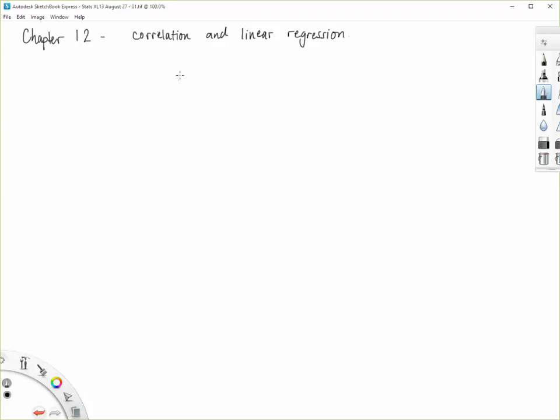So for ANOVA and t-tests, we had a numeric response, but the quote-unquote predictor, or the thing that we were looking at as something to explain, was a categorical one. We would split them into two groups or three groups or something like that, hoping that that might explain some of our variation. Here we are looking at another numeric variable to explain the variation in our numeric response.